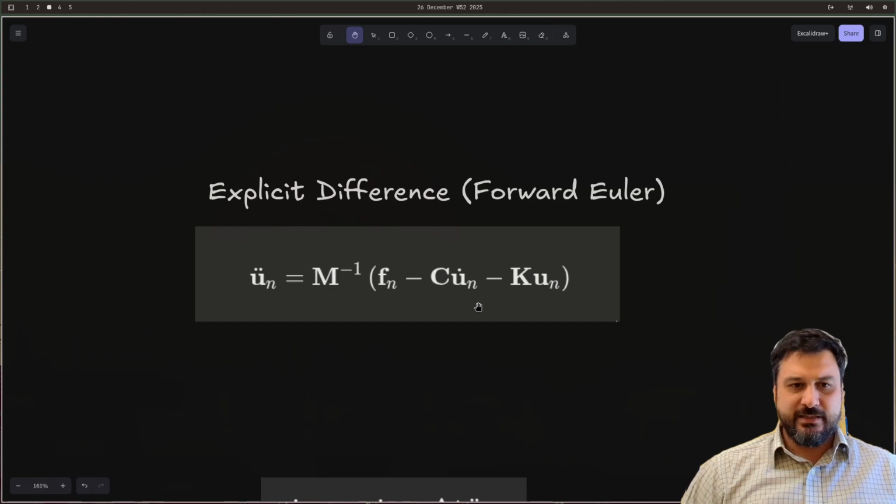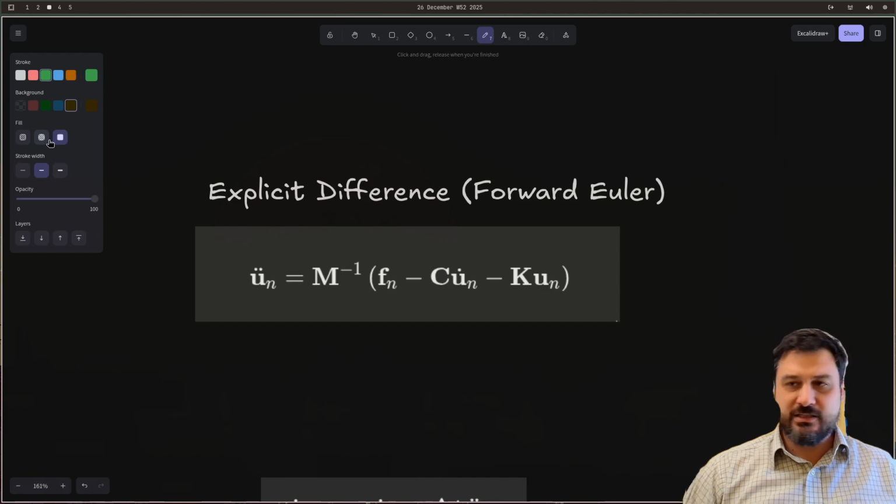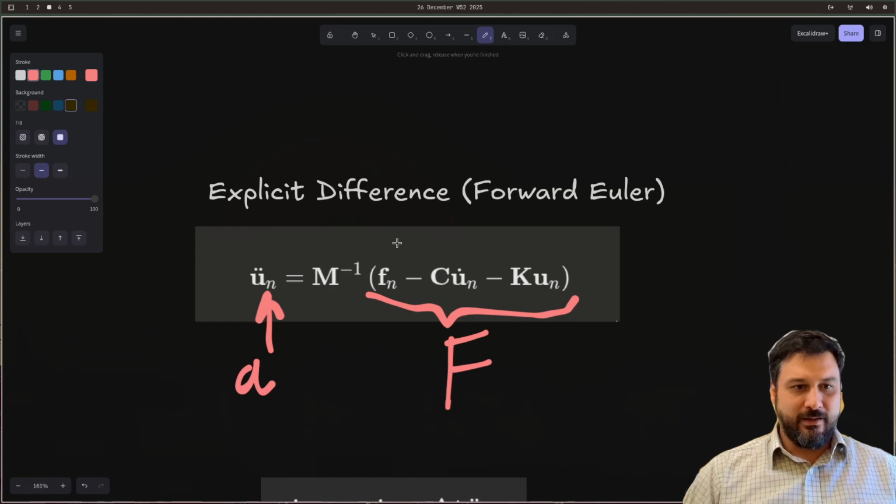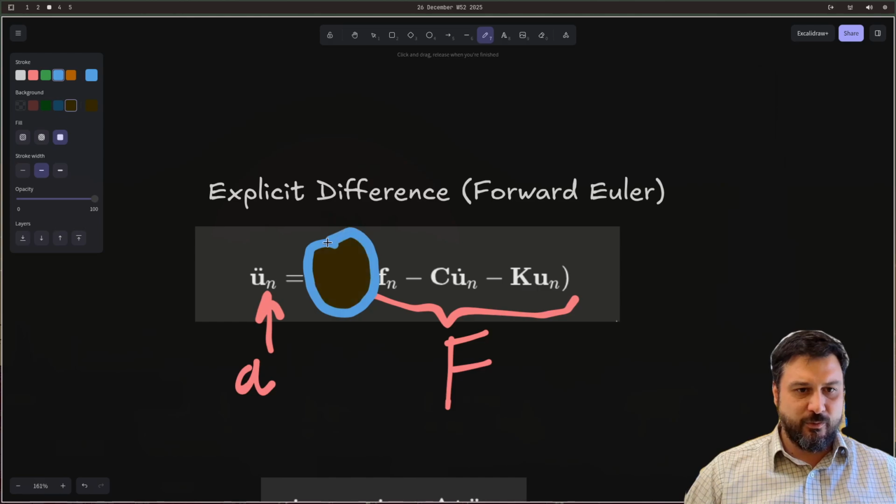But the main idea is this. This is F equals ma. Take a look here. This is your F force. This is your acceleration, and this is your mass to the minus 1, the mass matrix over here. So we're inverting, or we're solving a system of equations which looks like this at each time step. But here comes the kicker.